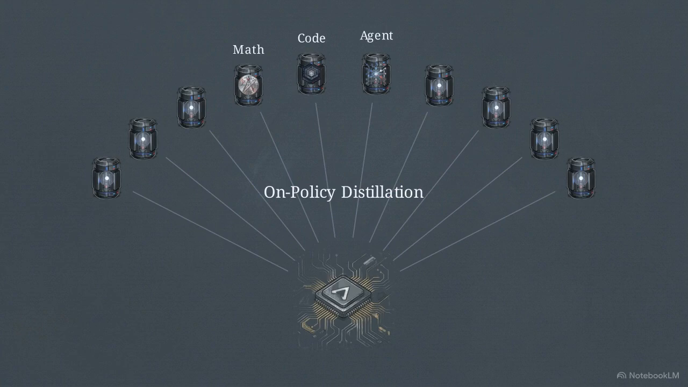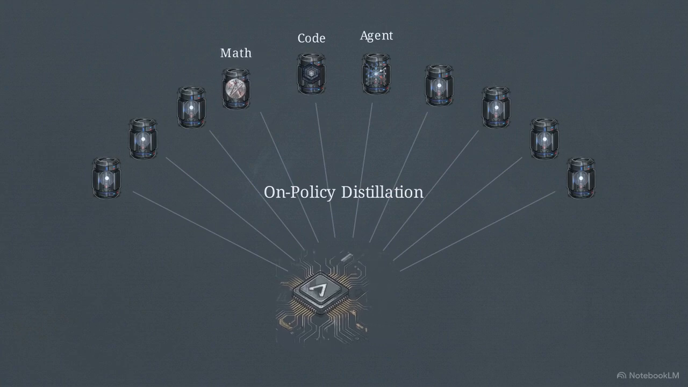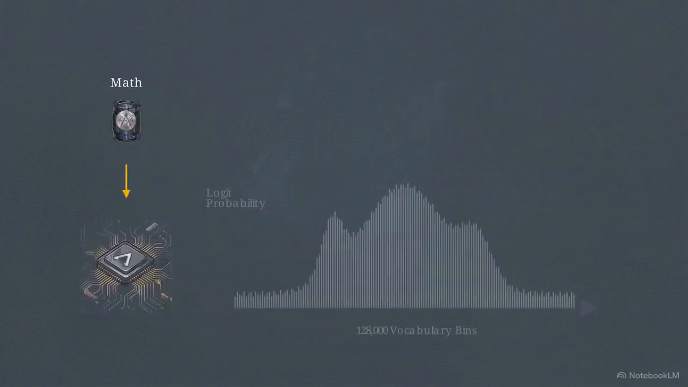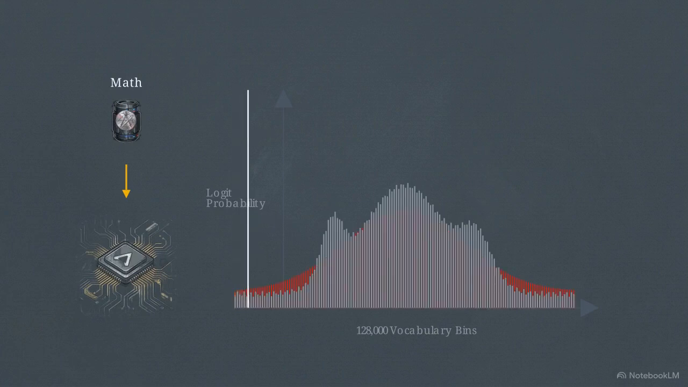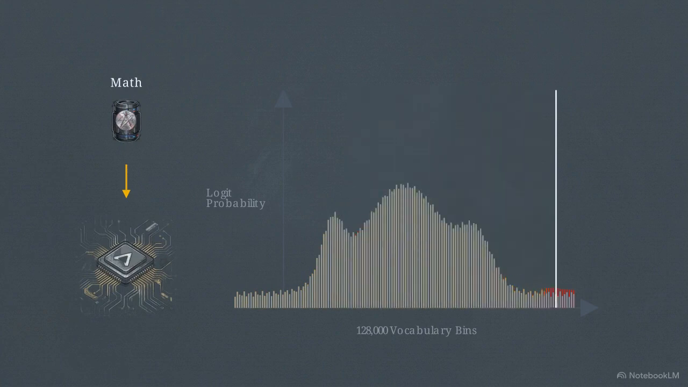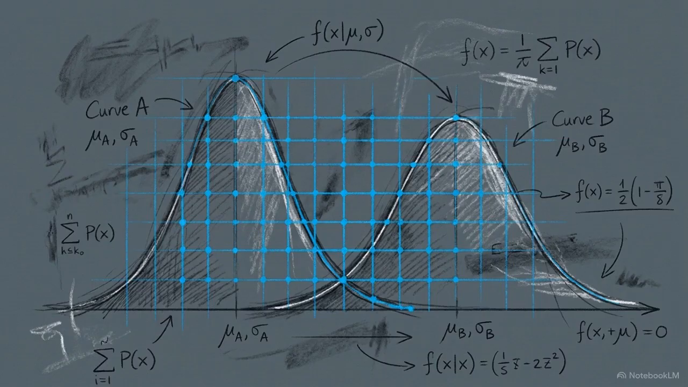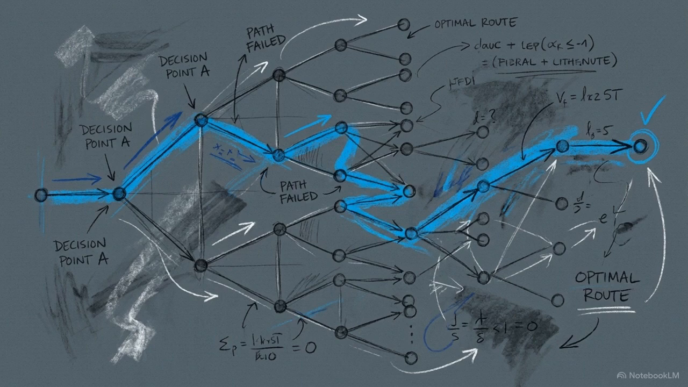In the second phase, on-policy distillation merges these isolated experts into a single student model. The distillation process employs full vocabulary logit distillation via reverse KL divergence, mapping all 128,000 vocabulary bins from the expert directly to the student. Transferring the entire probability distribution captures the expert's nuanced uncertainty and confidence levels. This allows the student model to inherit complex reasoning paths without capability conflicts.